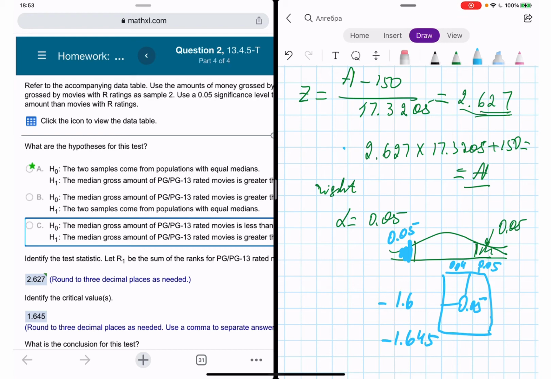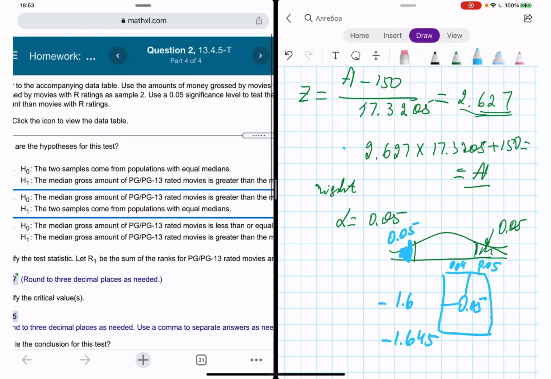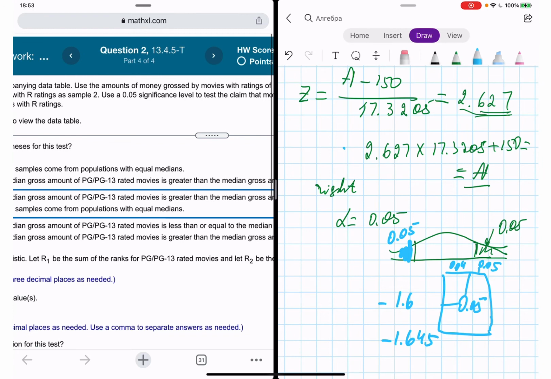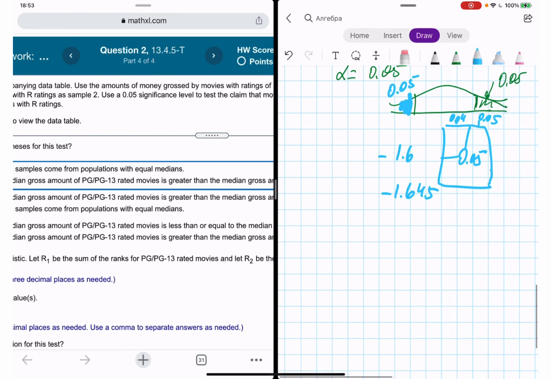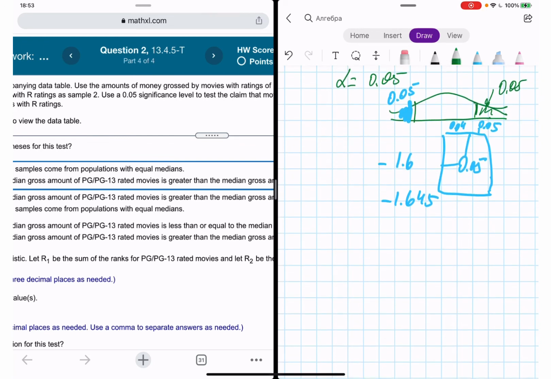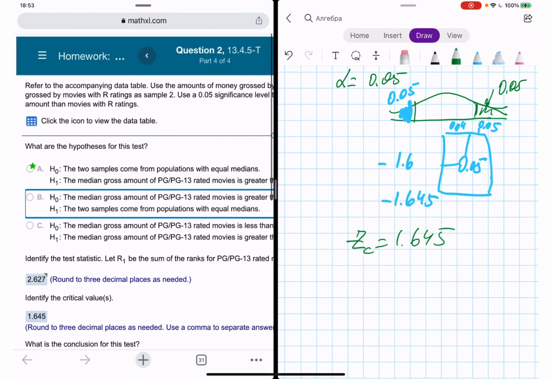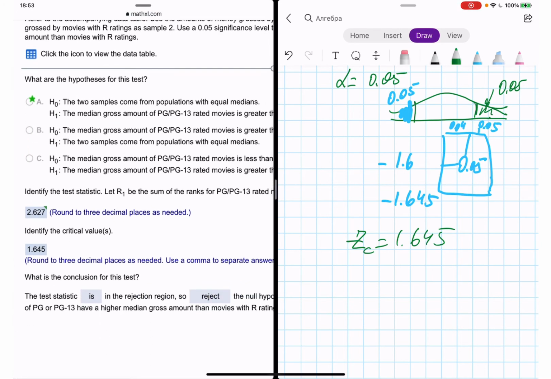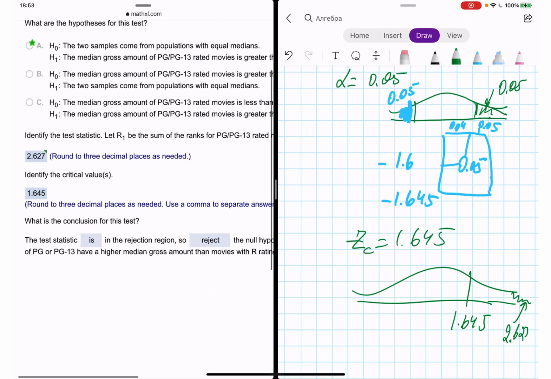And because we have a right tail, because the claim says movies is greater than median gross, it's a right tail, therefore we are using only positive, okay? Our z critical is 1.645, here it is. So if we compare for the right tail, this is 1.645, and our test statistic is 2.627, which means we are going to reject the null hypothesis.